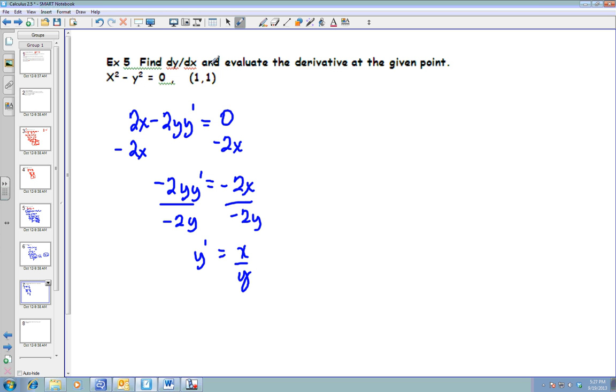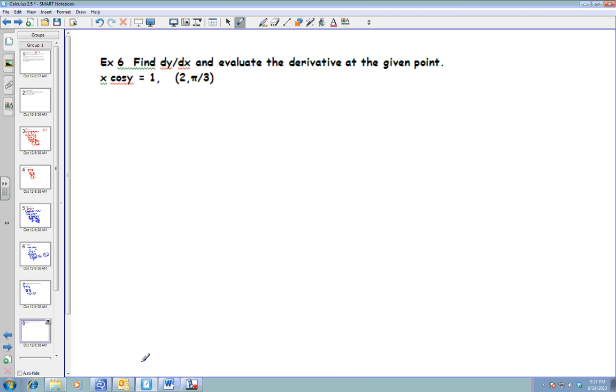But now I'm supposed to evaluate at the point 1, 1. So when I plug the point 1, 1 in, I get 1 over 1, so the slope is 1. Okay, example 6. Find dy dx and evaluate the derivative at the given point.